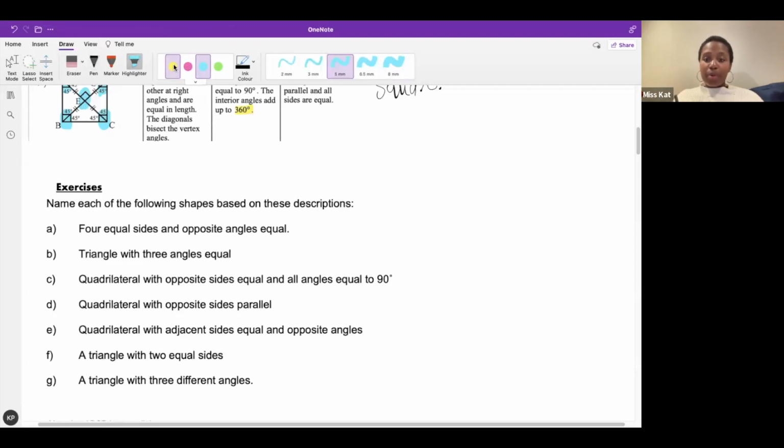So you need to look at both properties, guys. You can't neglect one. So first, the shape, we know it has four equal sides and the opposite angles are equal. Thank you, guys. It's a rhombus. It has to have both properties. All right, wonderful. Number B says a triangle with angles that are equal, 3 equal angles. Thank you so much. It's an equilateral triangle.